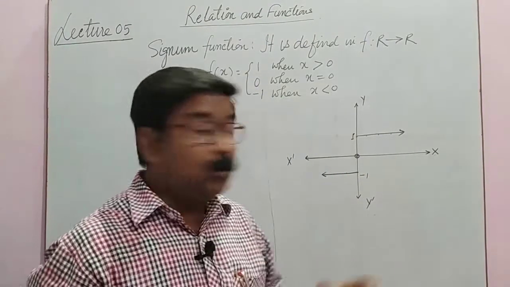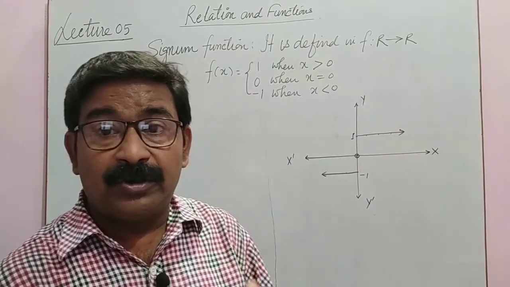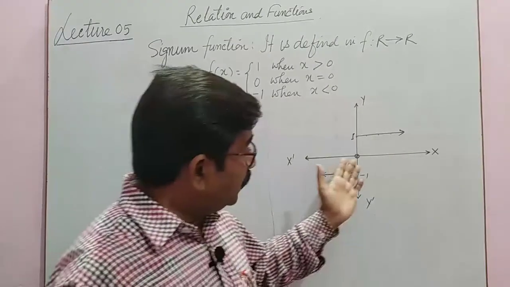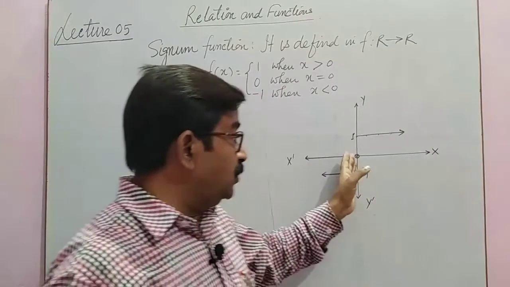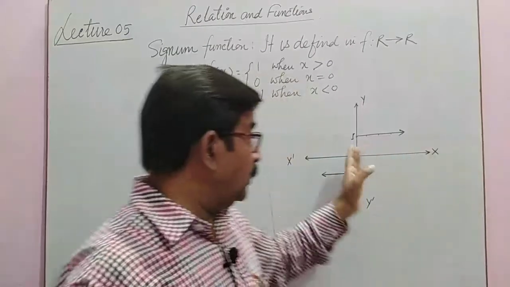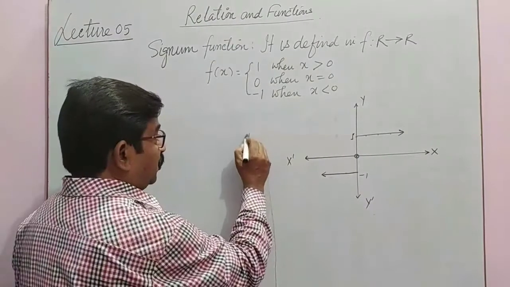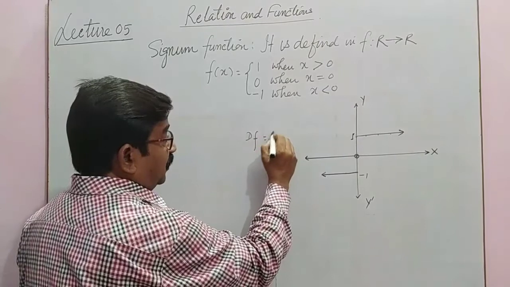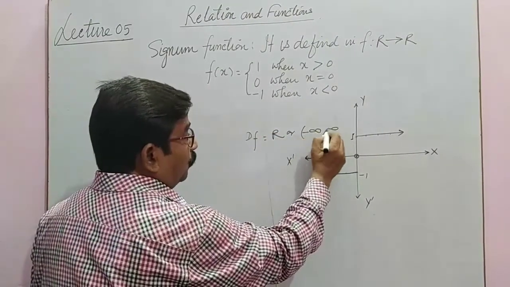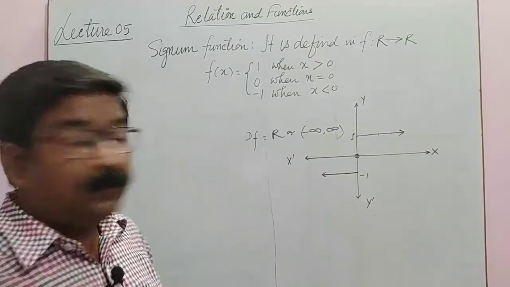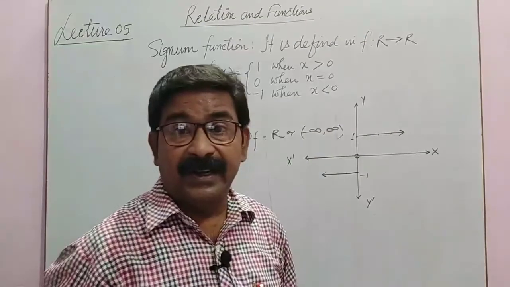So what is the domain of this function? It means what type of values you are choosing for x. We are choosing all possible values on the x-axis, including 0, all positive values, and all negative values. So the domain of this function is all real, or you can write minus infinity to plus infinity.